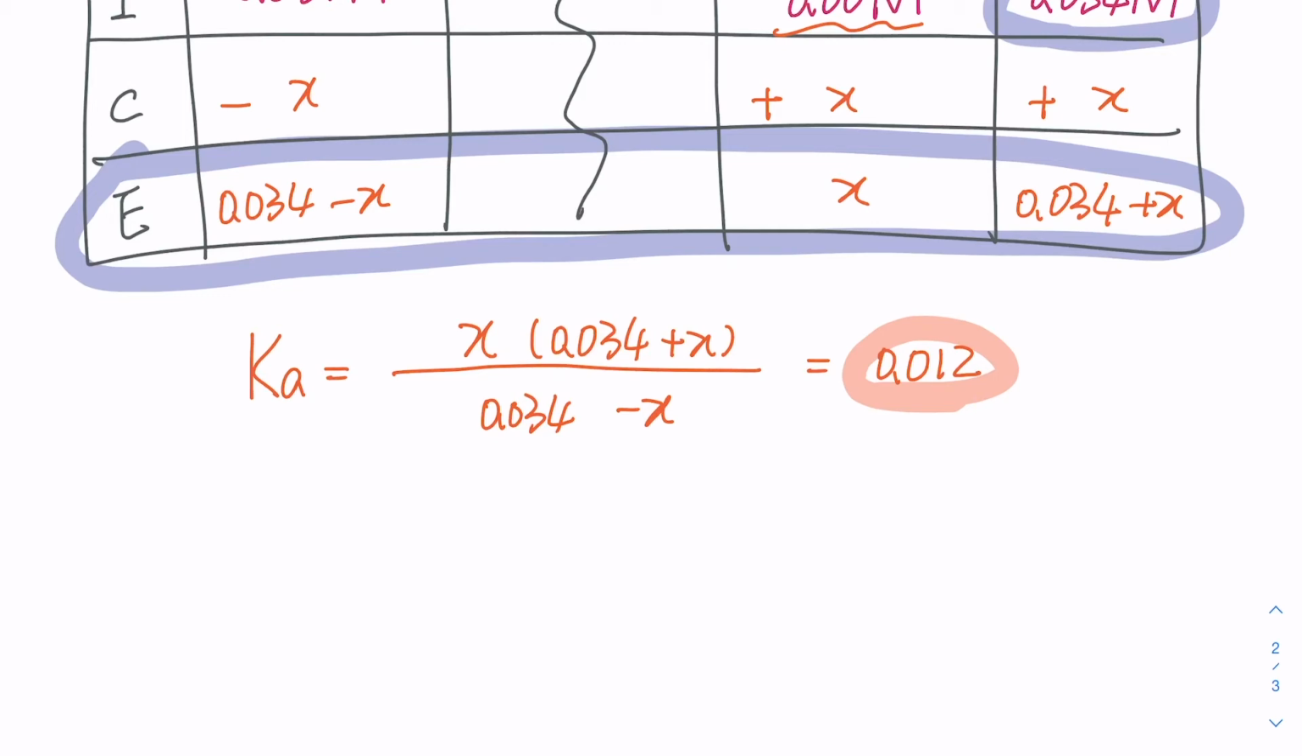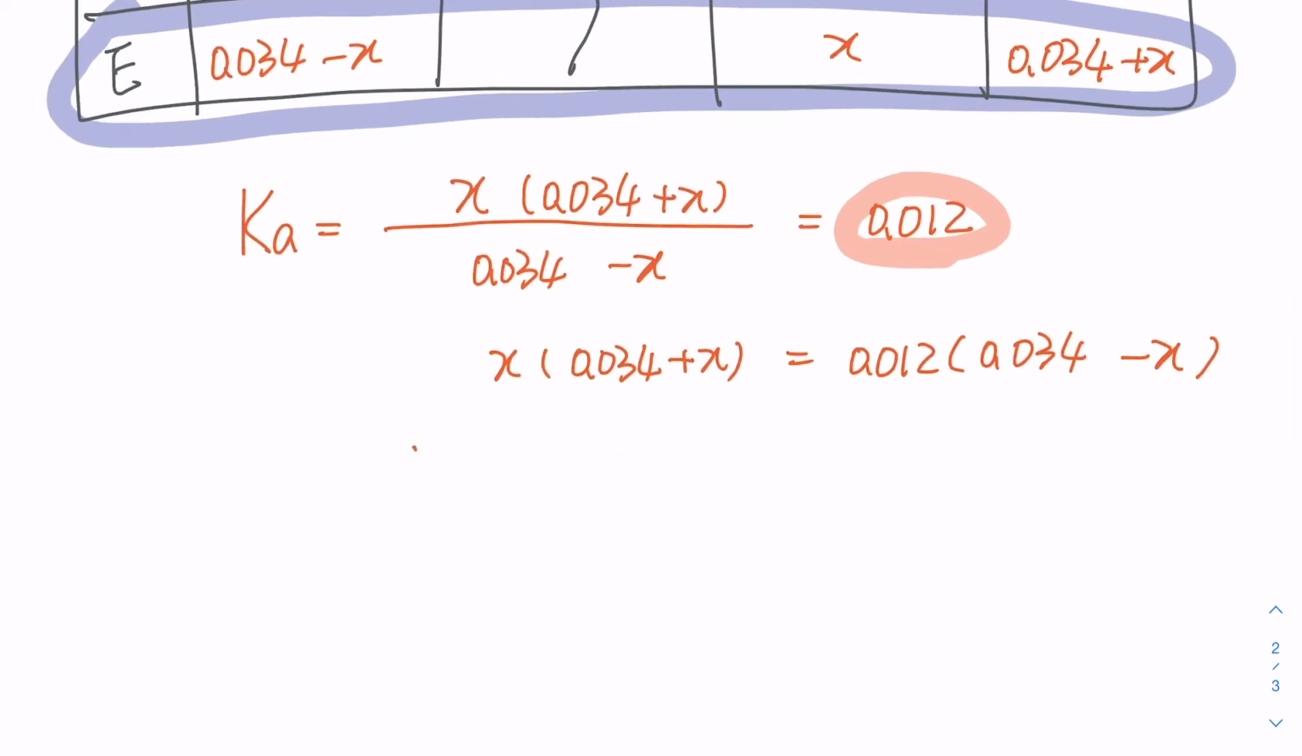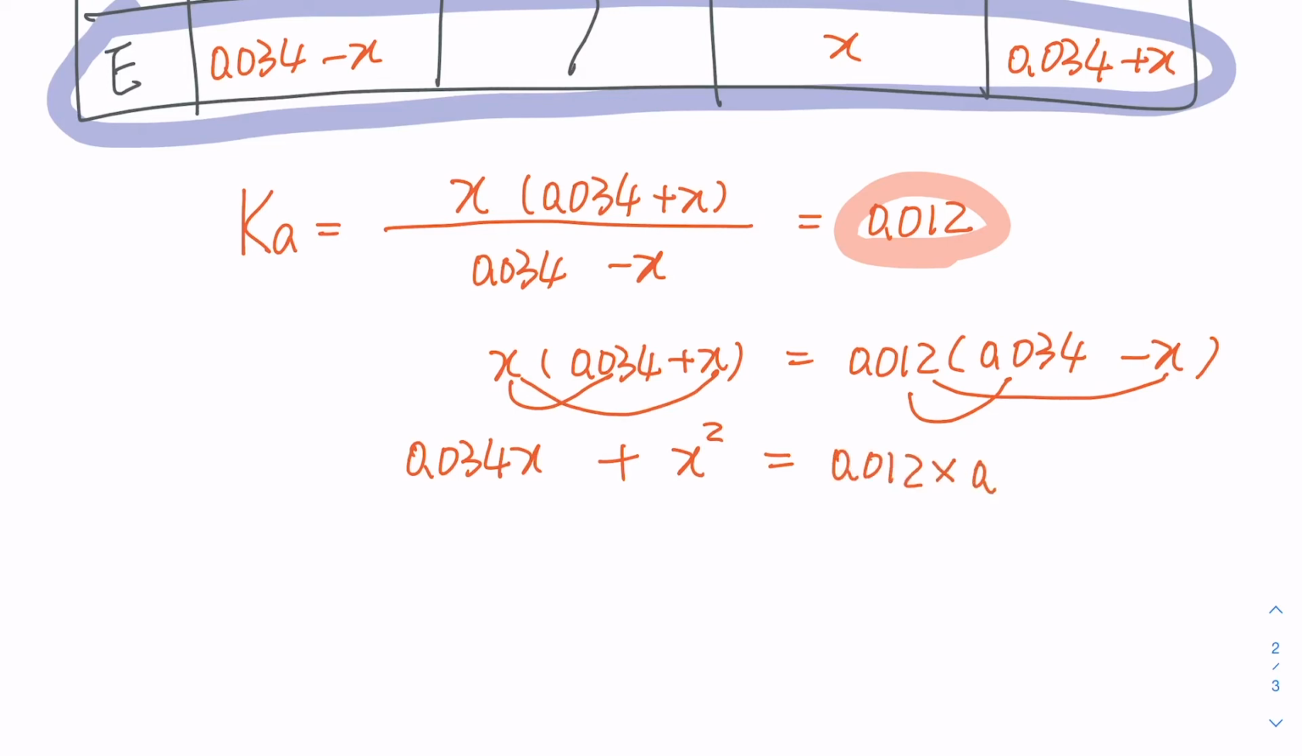Now we just need to carefully carry out the quadratic equation. The ones on top just stay as they are, and I'm going to cross multiply. That's what we have, and now we'll carry out this calculation. On the left side, I have 0.034x plus x squared. On the right side, I'm doing this distribution, which is 0.012 times 0.034 minus 0.012x.